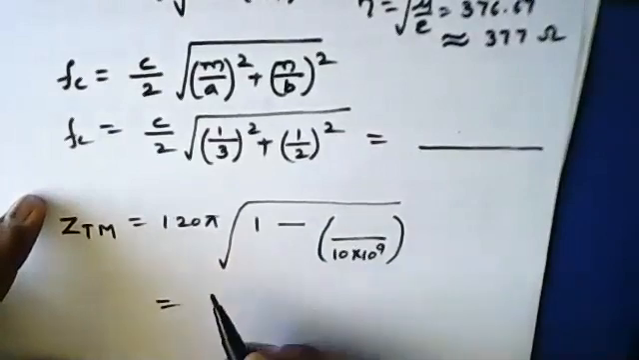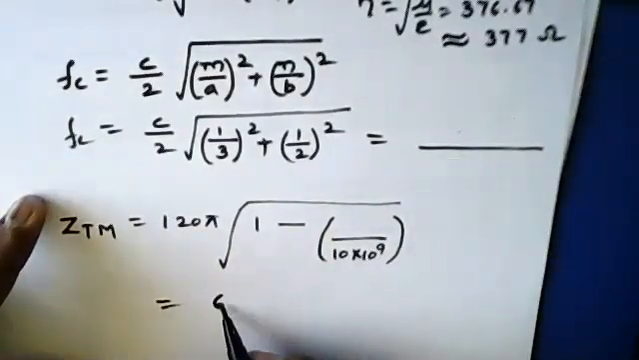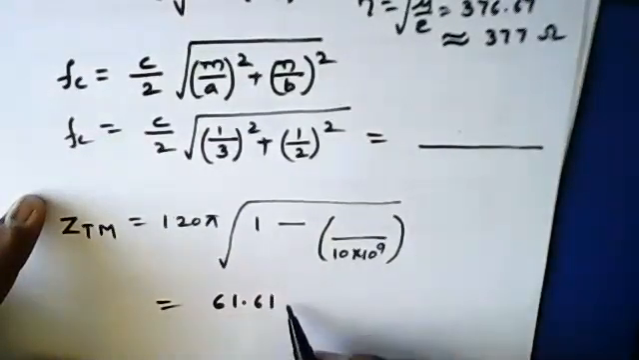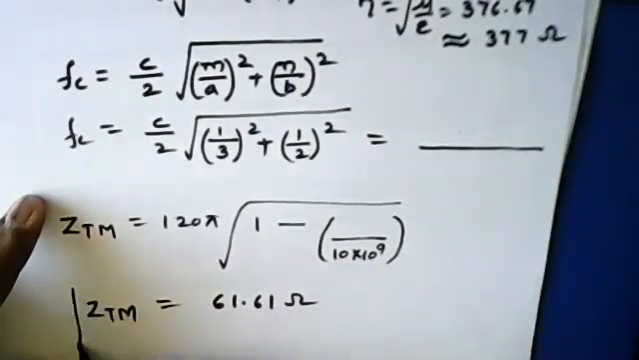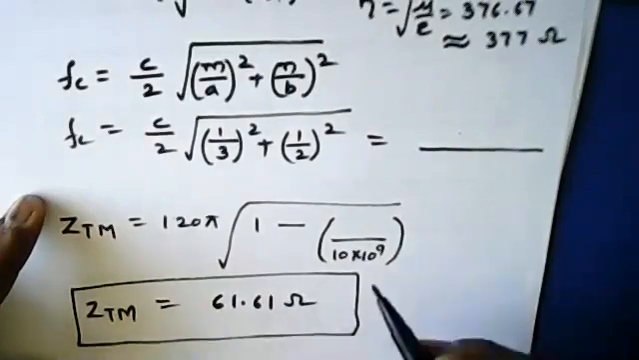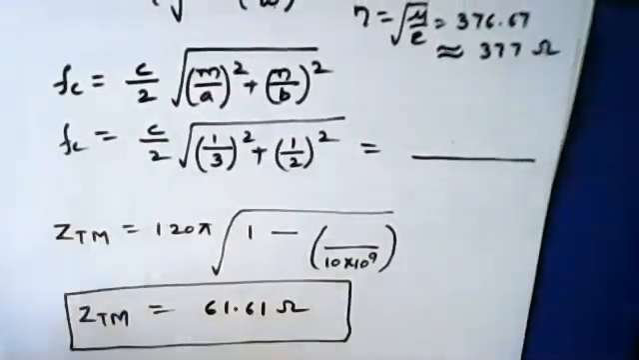So you can do it by yourself. I won't give the final answer. I'm going to give it: that is 61.61 ohms. That is enough for the wave impedance. You have to try this particular fc value.